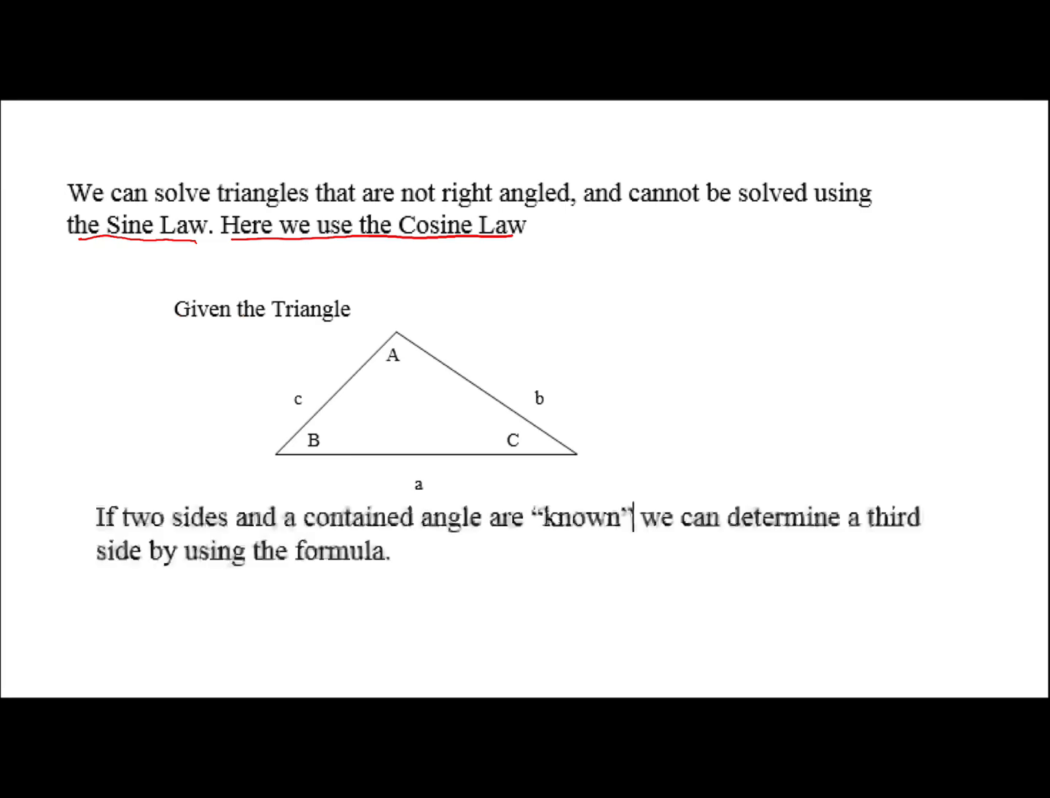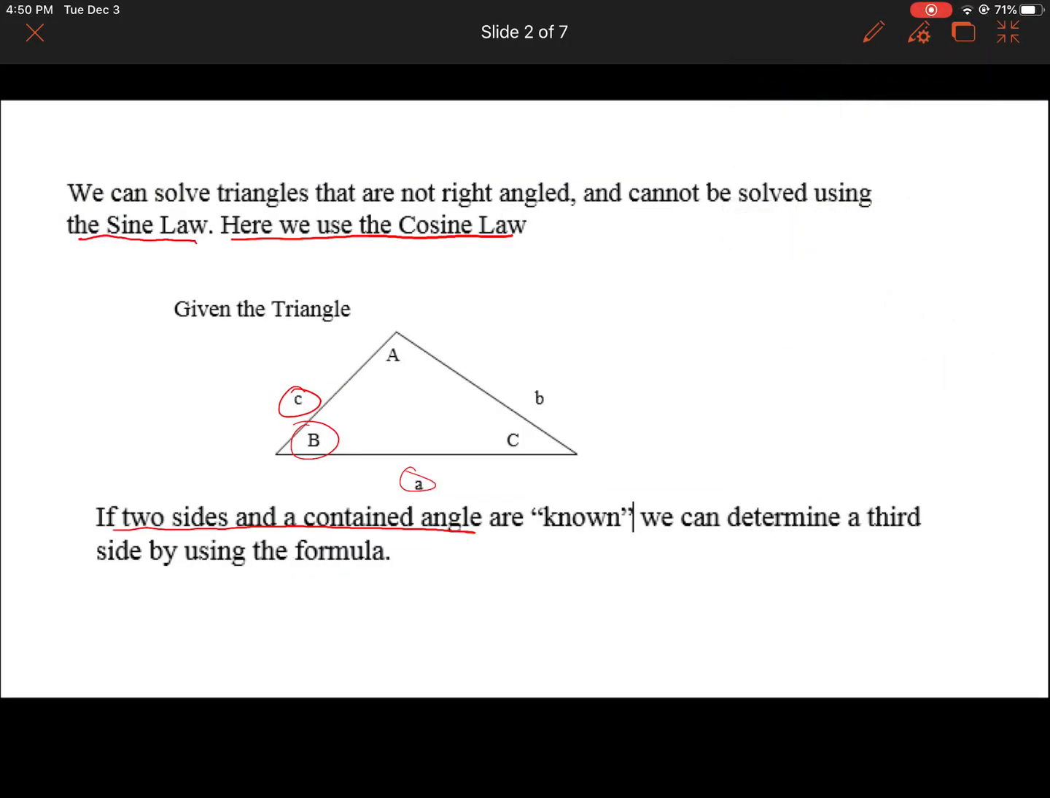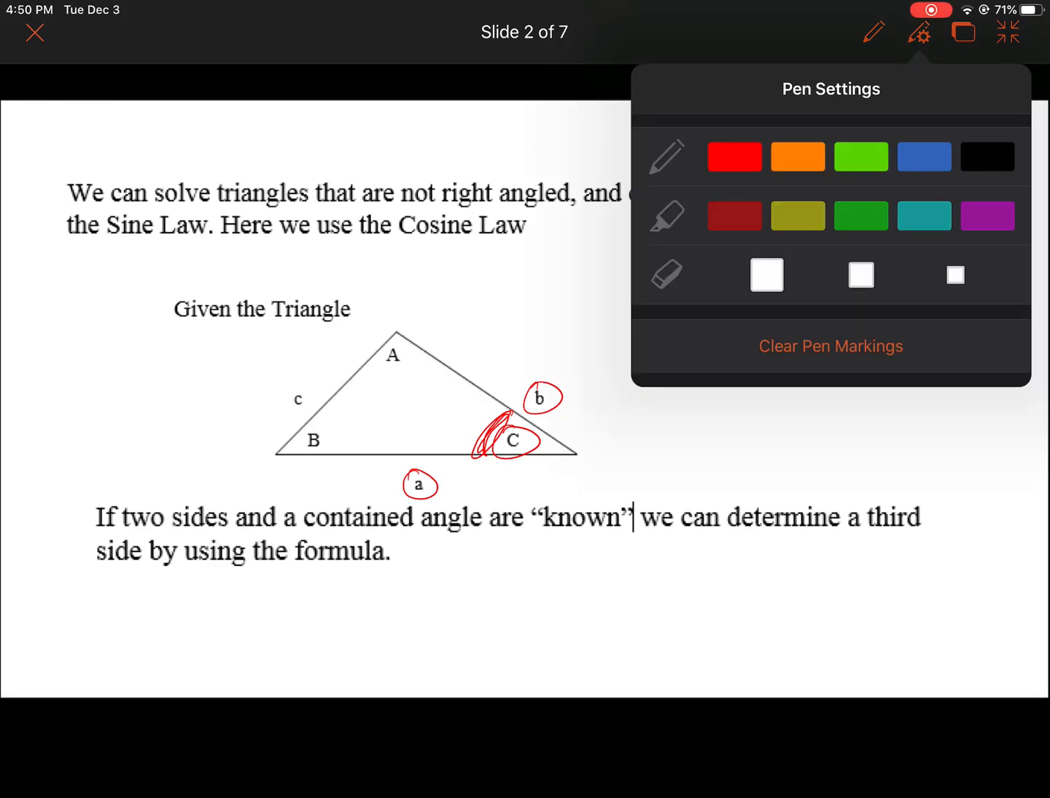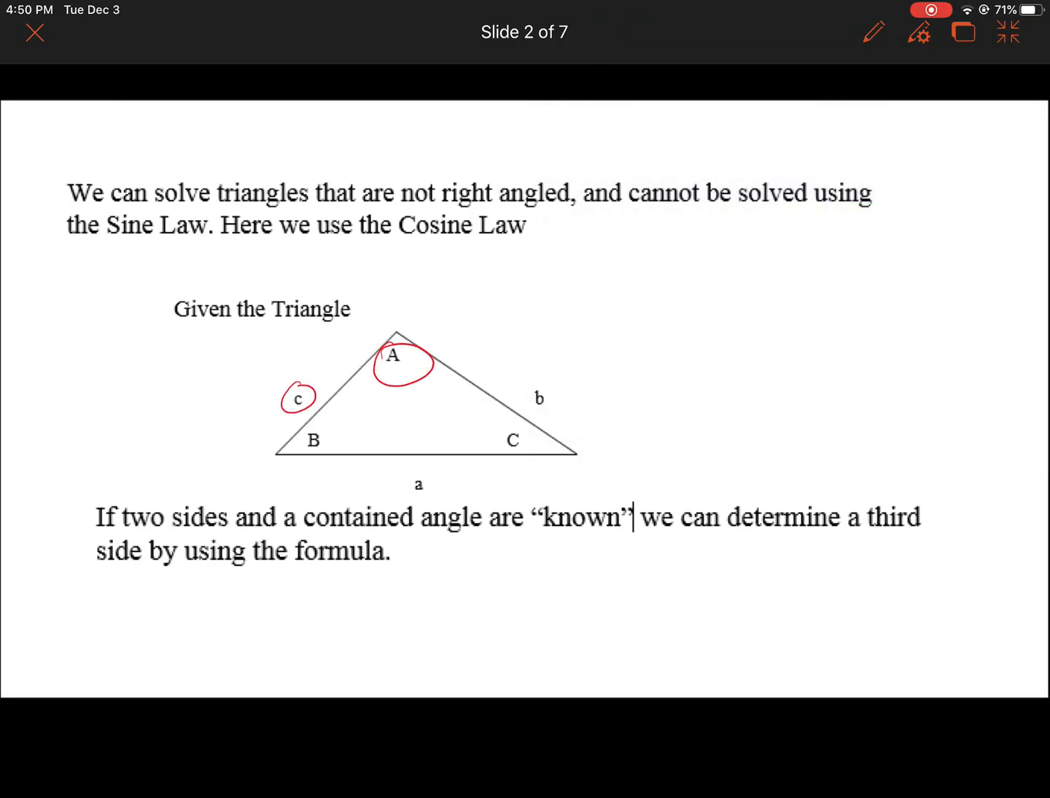So we have a triangle. If two sides and a contained angle are known, we can determine the third side by using the formula. So what does that mean? If two sides and the contained angle, that's this, and this. That's one example of two sides and a contained angle. Here's another example: two sides and the angle between the two sides. Our next example is, of course, A and C, B. See these two sides? C and B, they contain the angle A. Then we can determine the third side by using our formula.